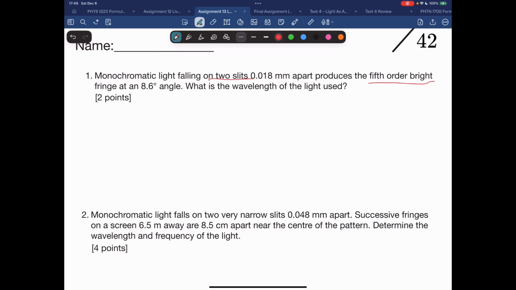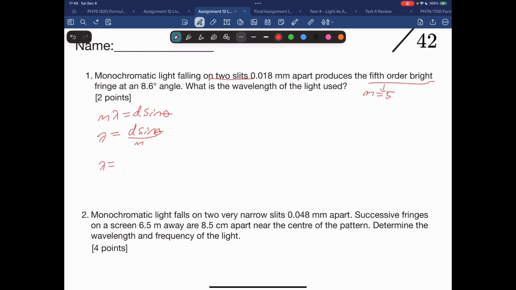So this is the fifth order bright fringe, and we have two slits, so I'm going to use my double slit interference formula for maxima, because this is a bright fringe. We are told that this is fifth order. That means m equals 5. And we're asked for wavelength. So rearranging this for wavelength gives us this formula here.